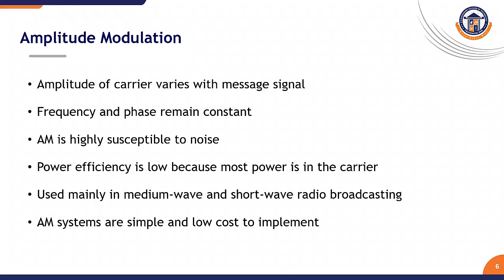So even with its disadvantages, analog amplitude modulation is still used in medium wave and short wave radio broadcasting systems. This is why AM transmitters and receivers are simple and low in cost. Due to poor noise immunity and low audio quality, AM is not suitable for high fidelity communication systems.